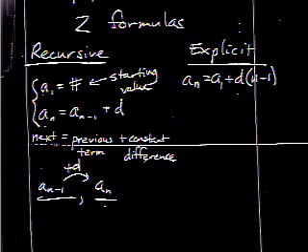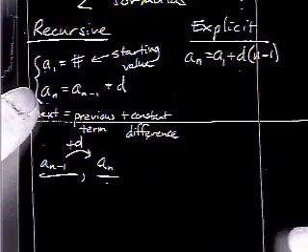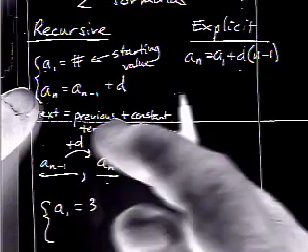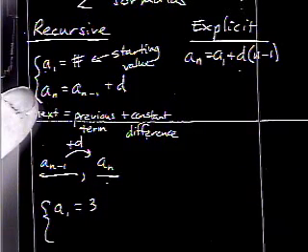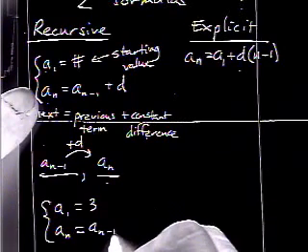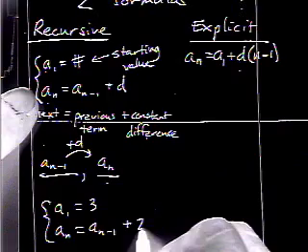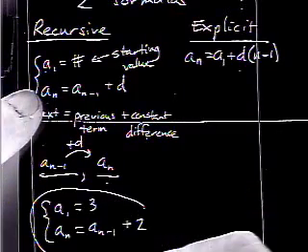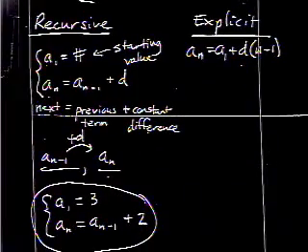So for my example with the 3, 5, 7, 9, here's what it would look like. The first term was a 3. The next term is equal to the previous term plus 2. That was the constant difference between all those terms. So there it is. There's your recursive pattern. It's not difficult. There will be several formulas in this chapter, and yes, you will get a formula sheet for those.